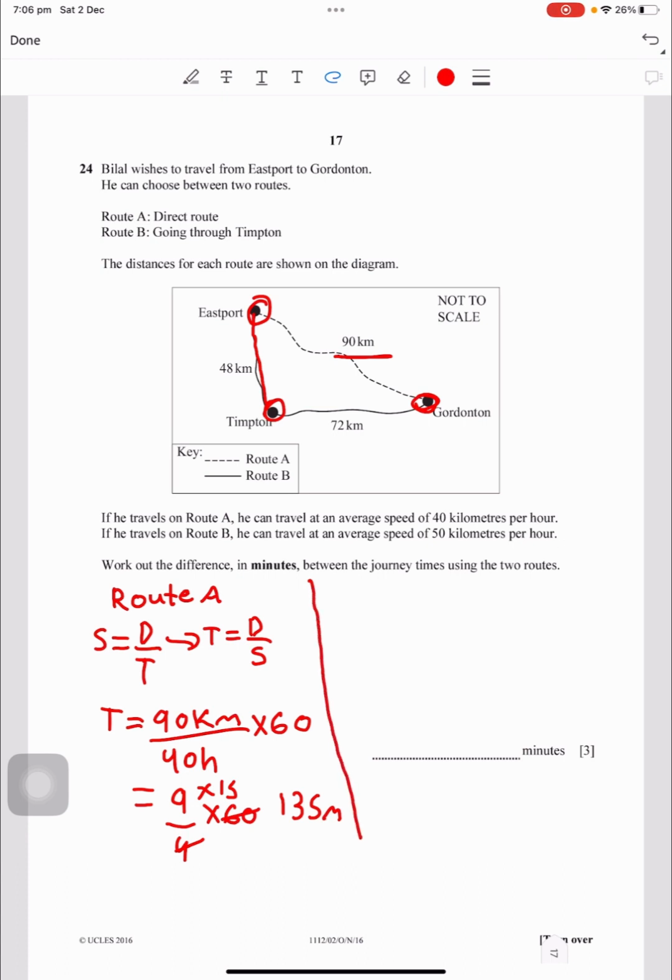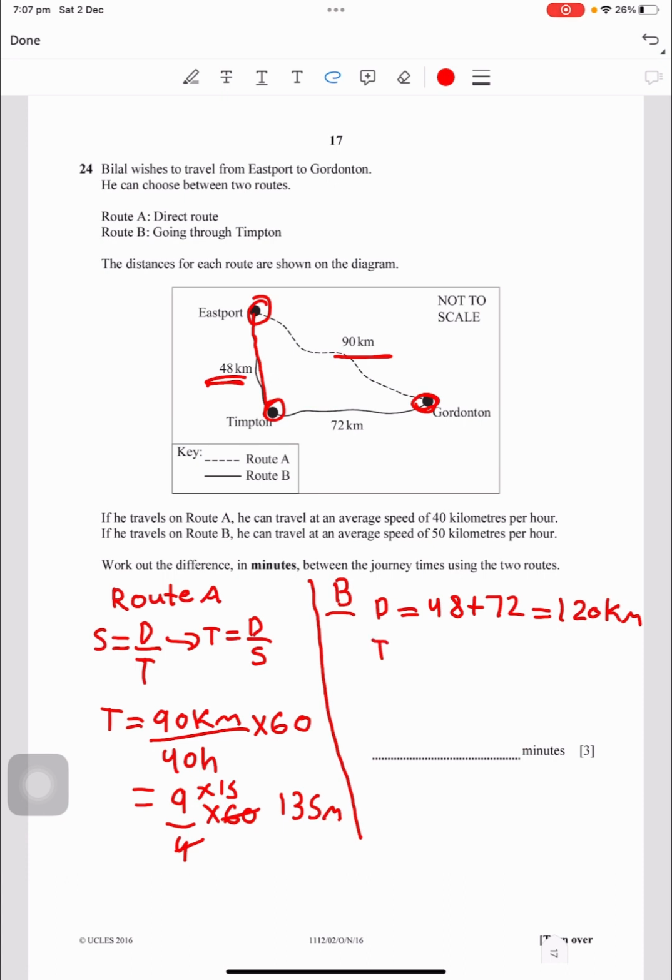Okay, so now route B. The distance is equal to 48 plus 72 for this one, because as you can see here, 48 and 72, we'll add these, which is equal to 120 kilometers.